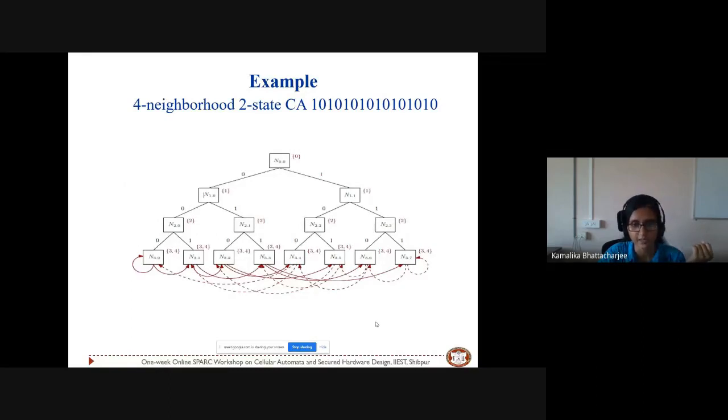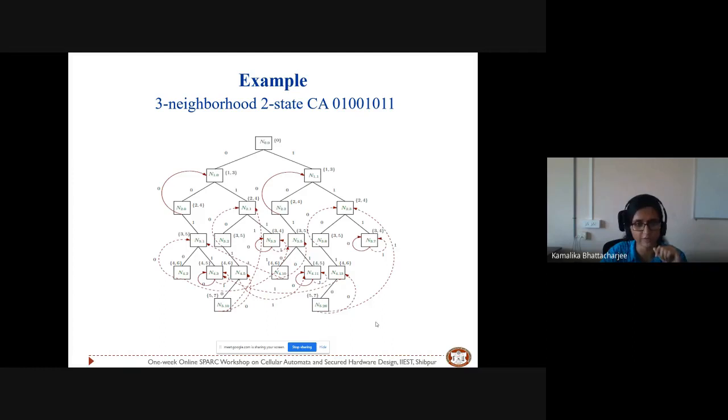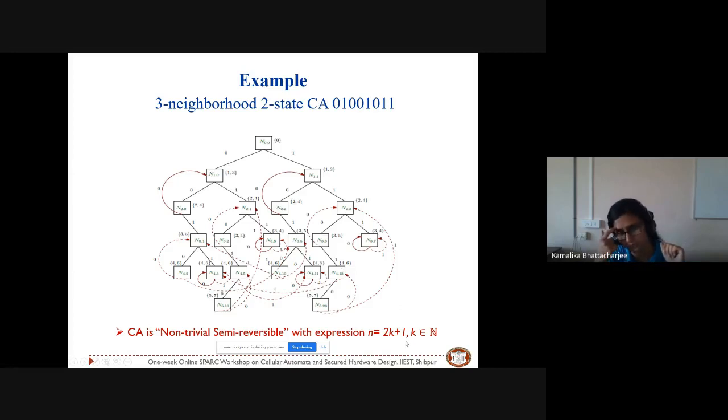This one is an example for a 4-neighborhood 2-state CA. This is a reversible CA. If you derive the expression, you will see that no node violates the reversibility condition for any n. Whereas if we take the previous example of rule 75, we can see that if we take n as even, then it is going to be irreversible. So this is a non-trivially semi-reversible CA with expression n equals 2k plus 1, where k belongs to N.